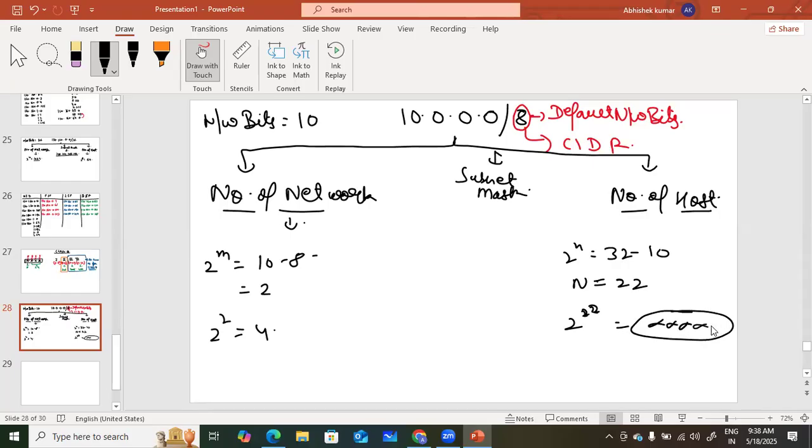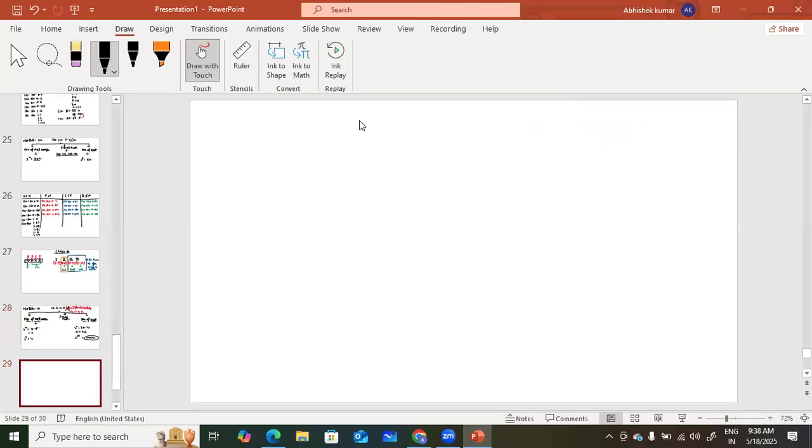So 2 to the power 22 gives me a big number beyond 255. For this, I need to calculate the block size. So the block size is 2 raised to the power of bits. 1, 2, 3, 4. Sorry.